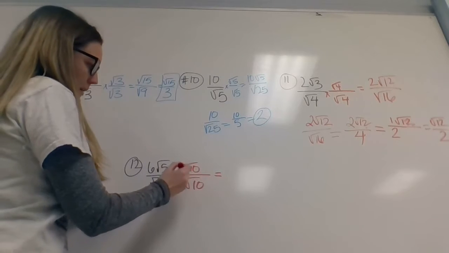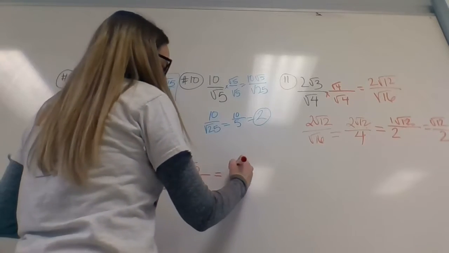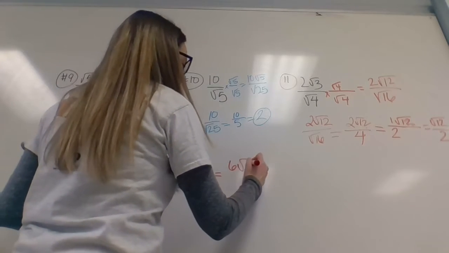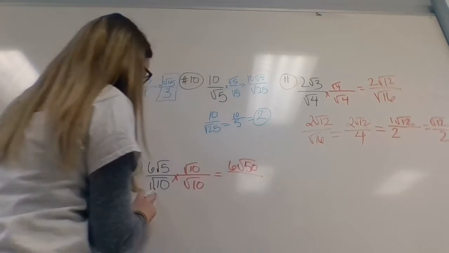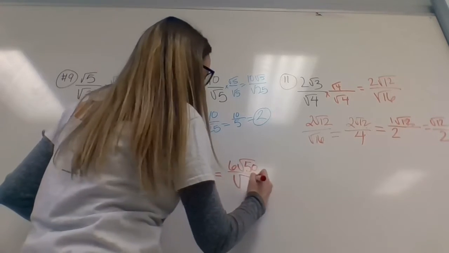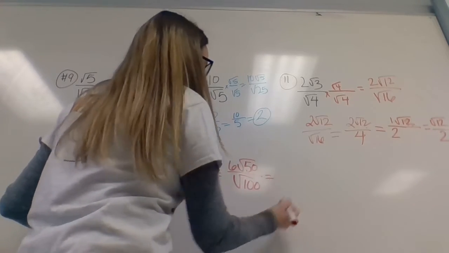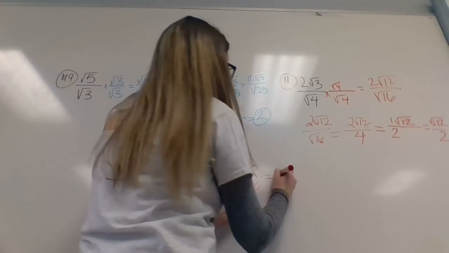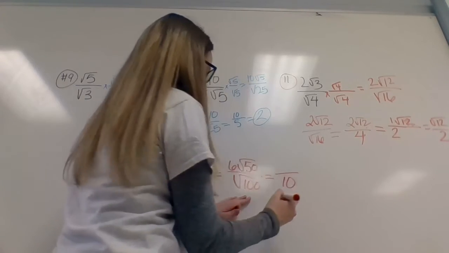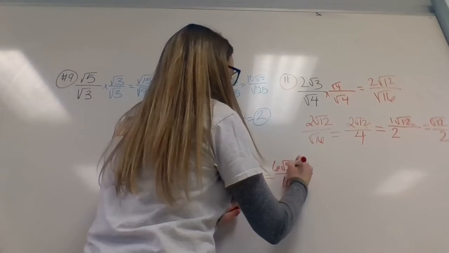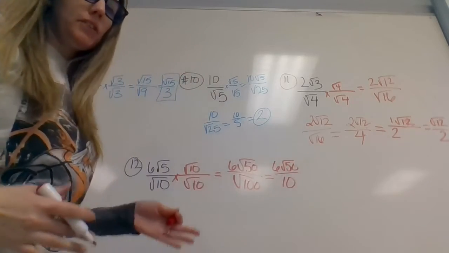So 6 times 1, because there's a 1 here, it's kind of assumed. 5 times 10 gives me 50. And then root 10 times root 10 is the square root of 100. I know the square root of 100 is 10, and I'm still left with this on top. And I have to keep going.